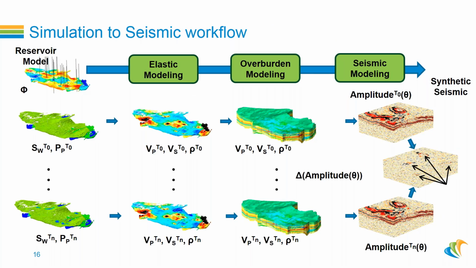The workflow for this is another view. We have our reservoir model with different porosity, and this reservoir model could have different water saturation and pore pressure at different times, T0 to Tn. We can establish a rock physics model, and using this input data, pore pressure and water saturation, we can estimate the elastic properties, which are VP, VS, and density at different times. And we add overburden and underburden, because we want to create a model long enough to be able to create synthetic seismic data.